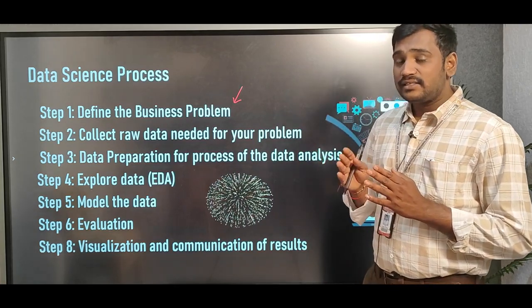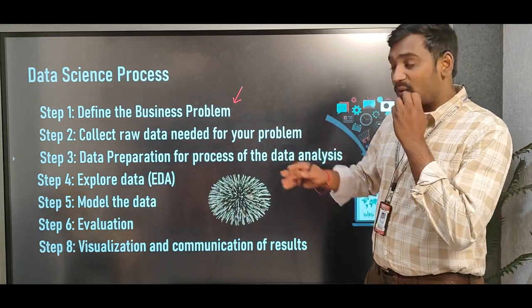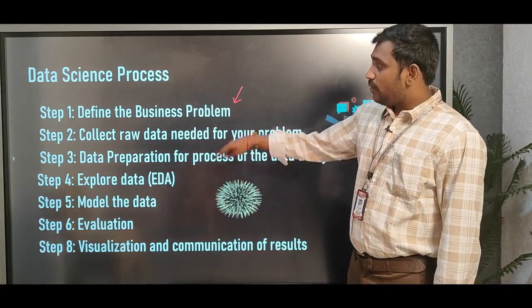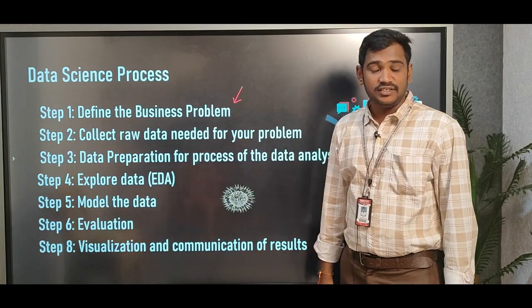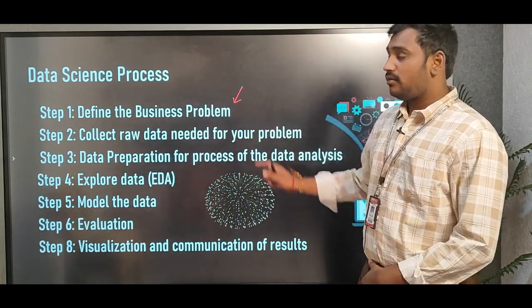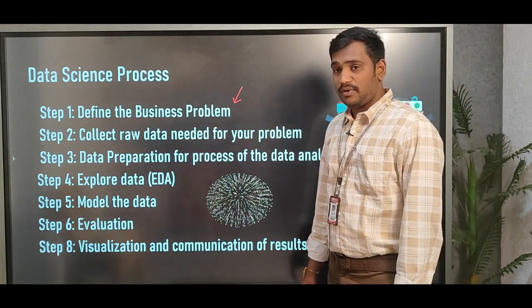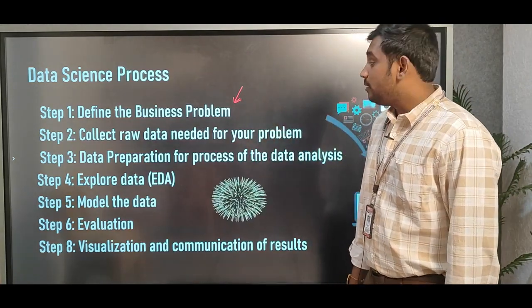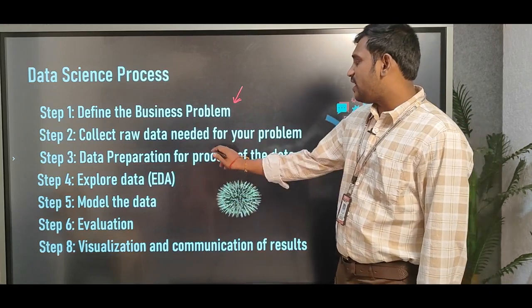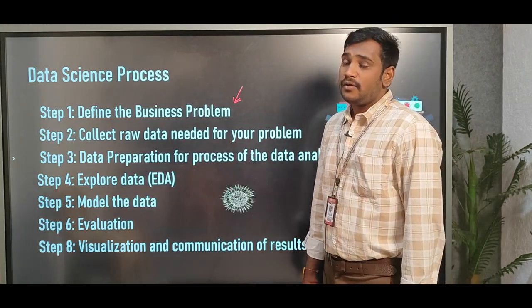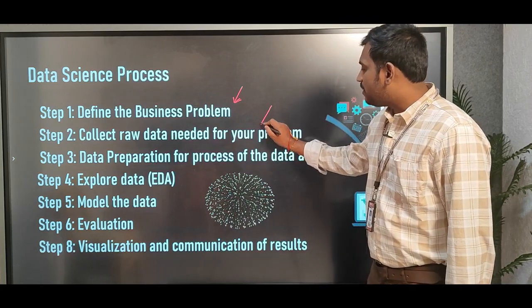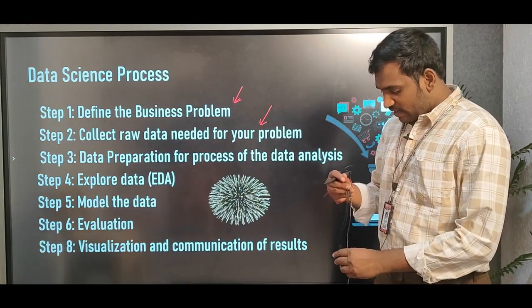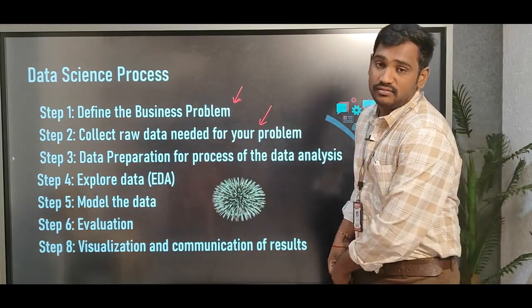So data scientists work in the background with these steps behind them. By using these steps, the data scientist is working, right? So first of all, define the business problem. The data scientist is getting the problem, that is nothing but the business problem. Then collect the raw data needed for your problem. To implement the data science process, you need some data. Yes or not? Yes.